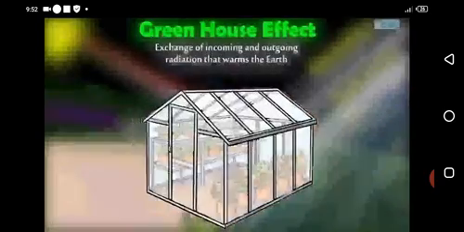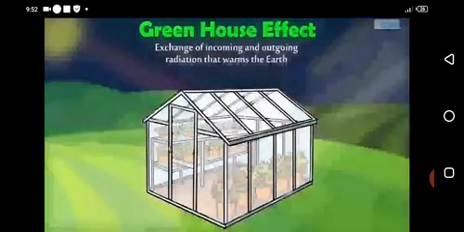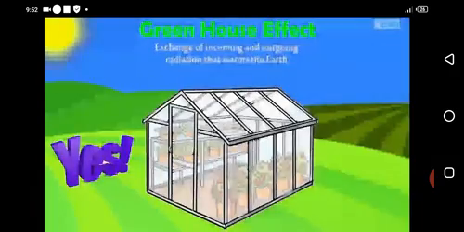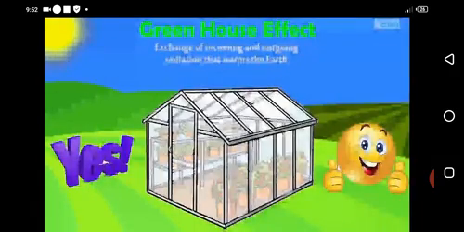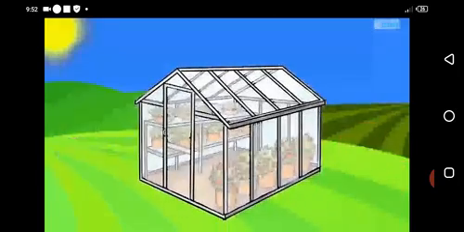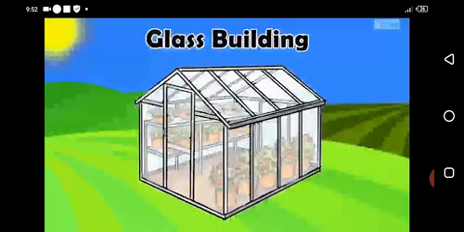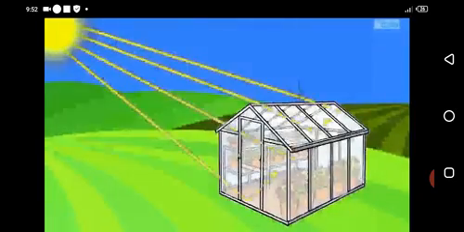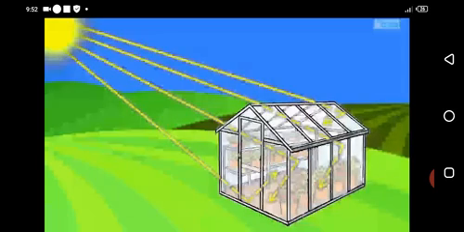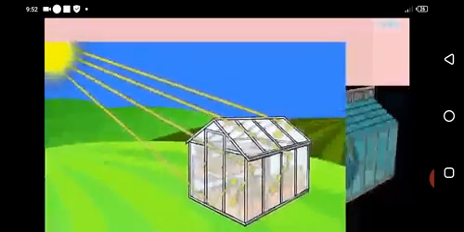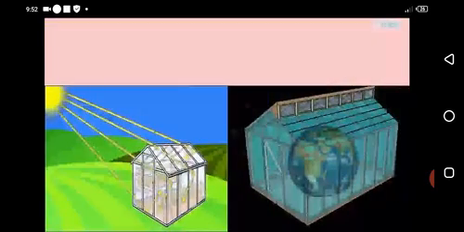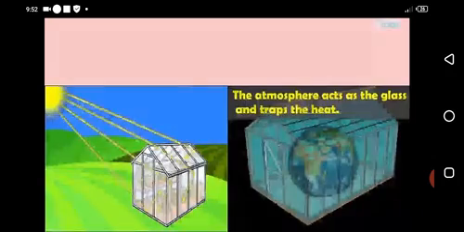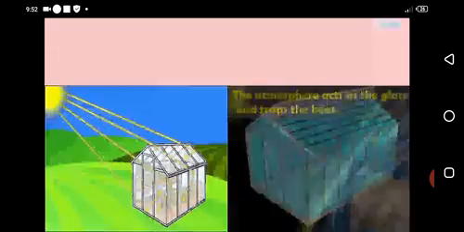Is it something to do with the greenhouse? If you said yes, you're thinking in the right way. A greenhouse is a glass building in which plants that require protection from cold weather are kept. The glass cover helps to trap all the heat energy and keeps the inside environment warm. Now consider our planet Earth. The atmosphere acts as a glass and traps the heat.